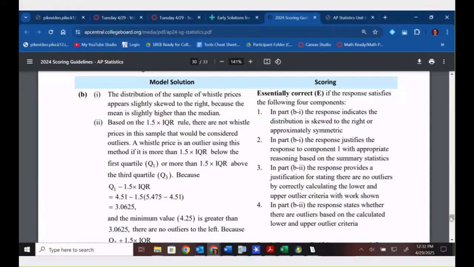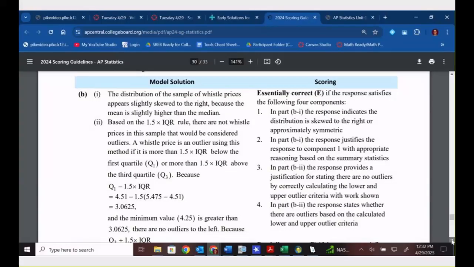There were 4 components here. In part BI, the response indicates the distribution is skewed to the right, or they can say approximately symmetric. With the mean and the median that close together, you could also get away with approximately symmetric. So either skewed right or approximately symmetric in part BI. In part BI, the response justifies the response to component 1 with appropriate reasoning based on the summary statistics. So they have to give some reason for why they're saying skewed right or approximately symmetric.